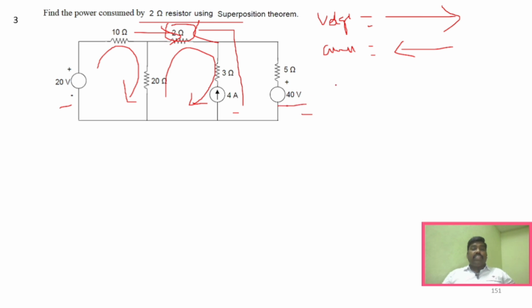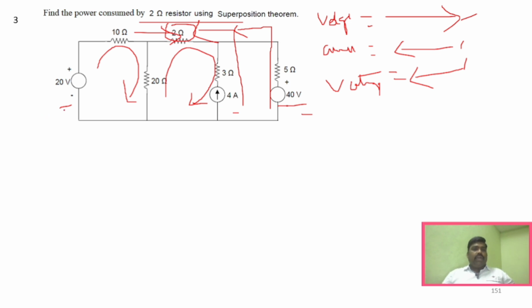Similarly, for this voltage source, it is minus to plus, so even here the current flows in this direction. Which means at last you have to add these two currents and then subtract this particular current. This is the very first understanding you should get whenever you see the superposition theorem. Now we will solve the problem.